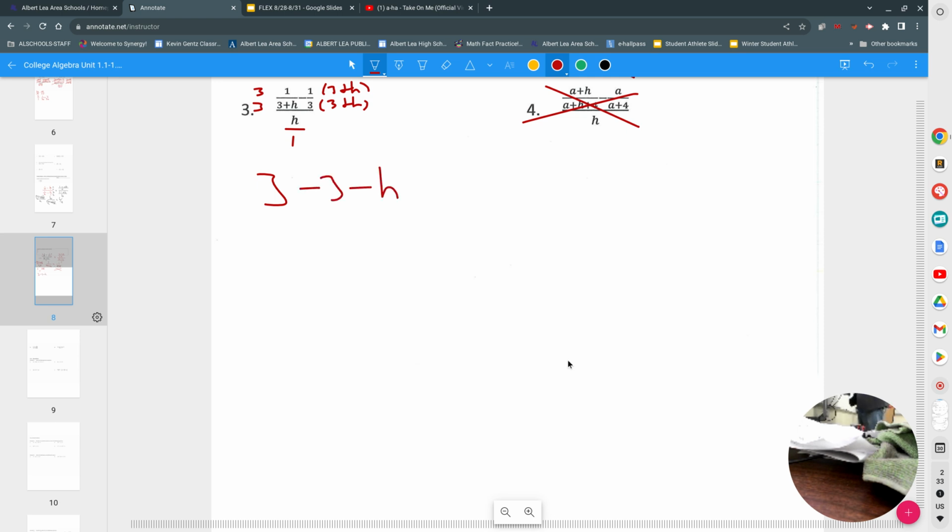What did you do there, Ben? You multiply. Give me a sec. So it's in parentheses 3 plus h at the top, and then you're subtracting. He distributed the subtraction sign all the way through. Okay, excellent work. A lot of times people forget to distribute that subtraction sign. That's all over h over 1.